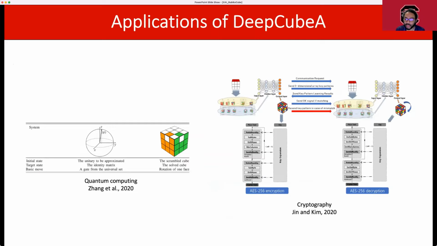People have also used this algorithm for other applications, for example in quantum computing as well as cryptography. I don't know too much about what's going on in these fields, especially quantum computing, but apparently you can pose some problems in these domains as pathfinding problems and then apply this algorithm to them as well. That was really exciting to see.